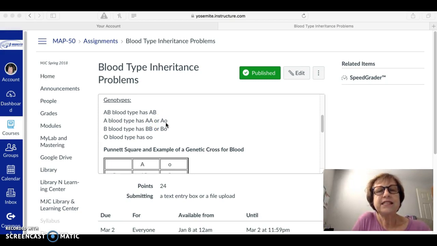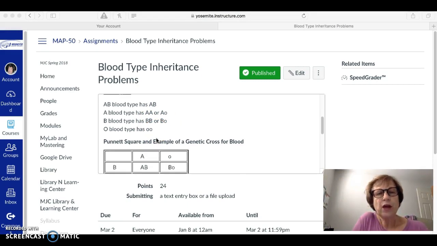A dominates the O, so the phenotype, or what the blood type would be, is A. And then B is similar. Type B blood would be two B genes, or a B and an O. And for type O blood, you have two O genes. So on the left here, these are the blood types or the phenotypes. And on the right, these are the genes or the genotypes.